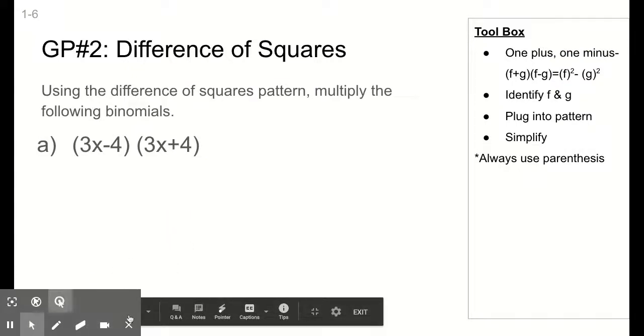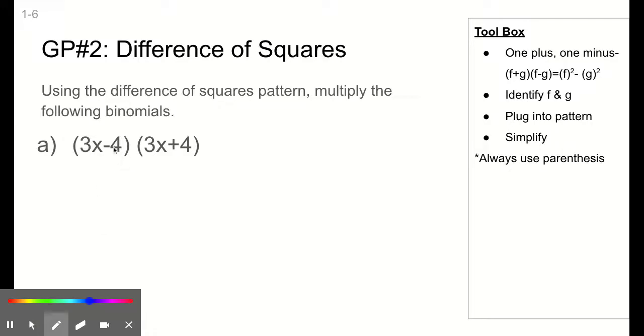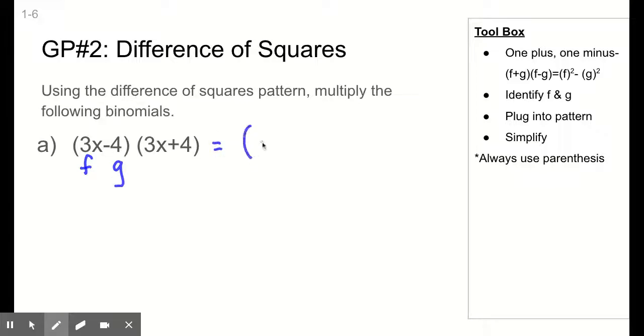All right, our last example. This should be B right here. Same steps, same process. Notice we have a coefficient now, so we have to be careful with that. Identify our f and g. F is 3x, g is 4. So we plug into our pattern, 3x squared minus, always minus, 4 squared.